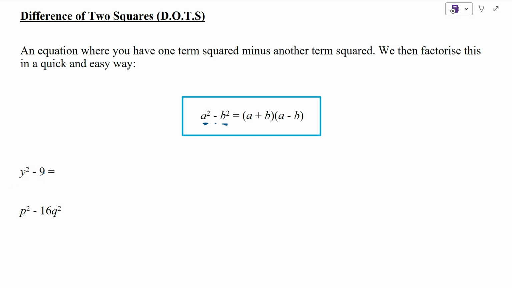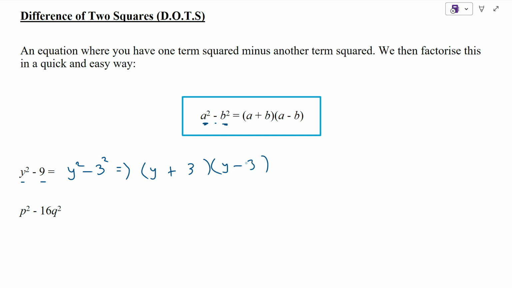So let's look at this first example. We have y squared, our first term, minus 9, our second term. So if we rewrite this to make it look like this, that gives us y squared minus 3 squared. Now, if we want to factorize this, we write out double brackets. First term plus the second term. Can be a plus or minus here, either way, it doesn't matter. And in the second bracket, we're going to have the first term minus the second term.